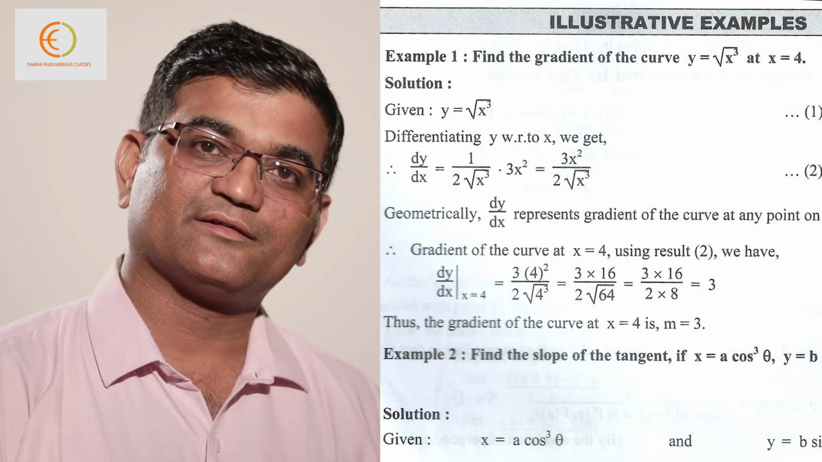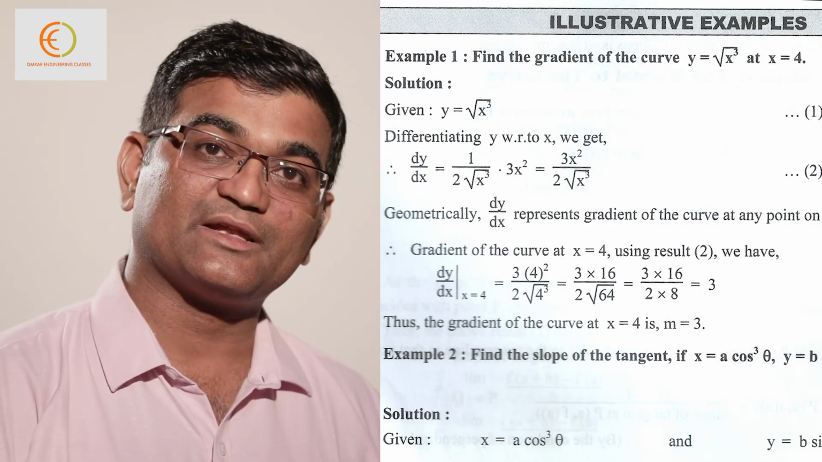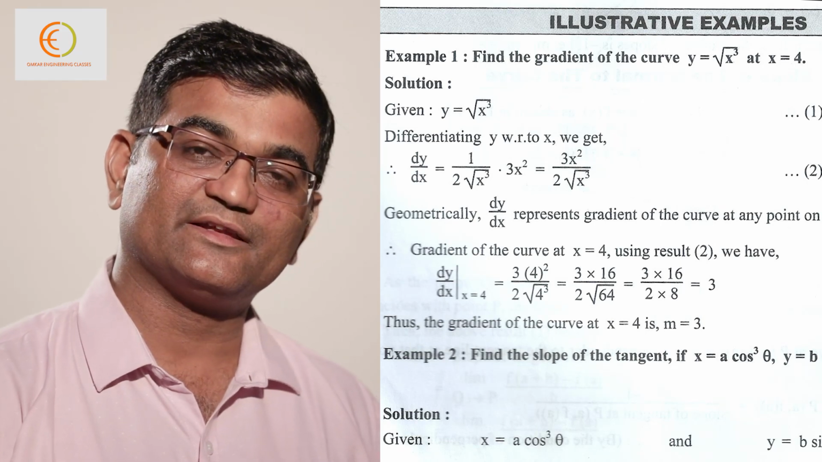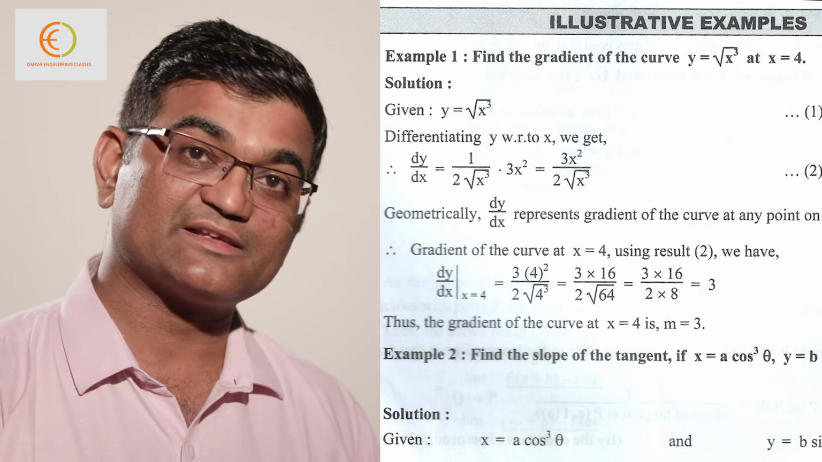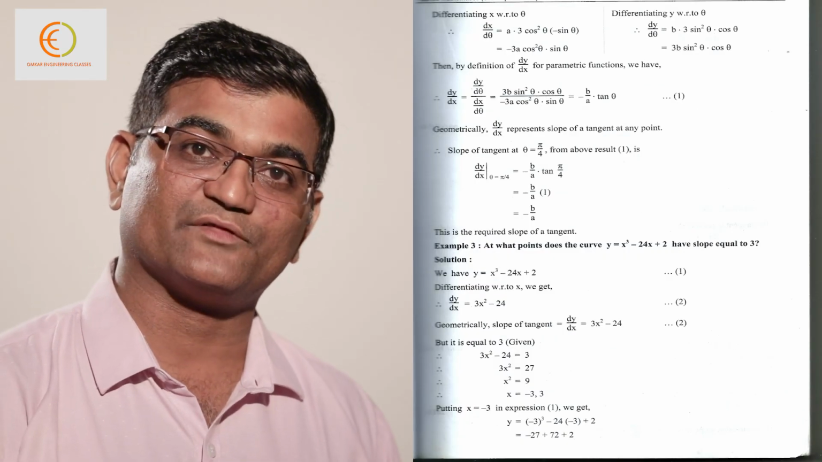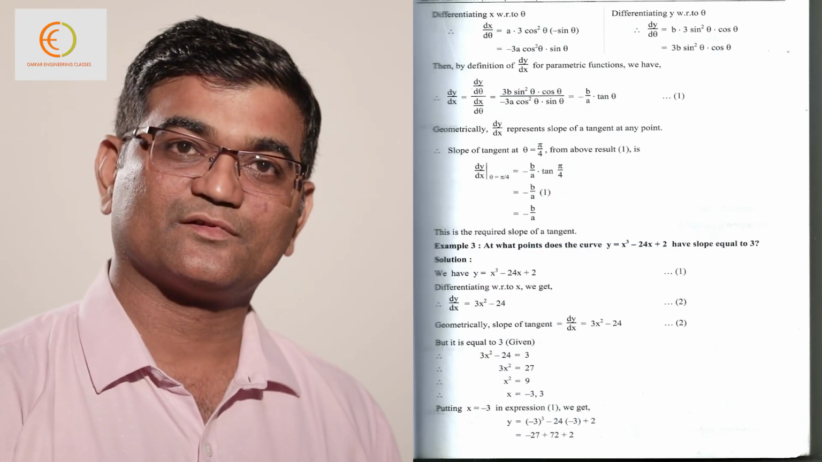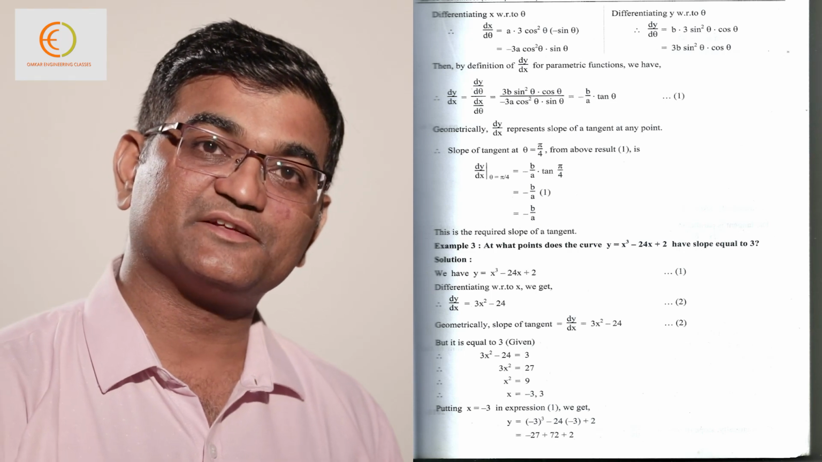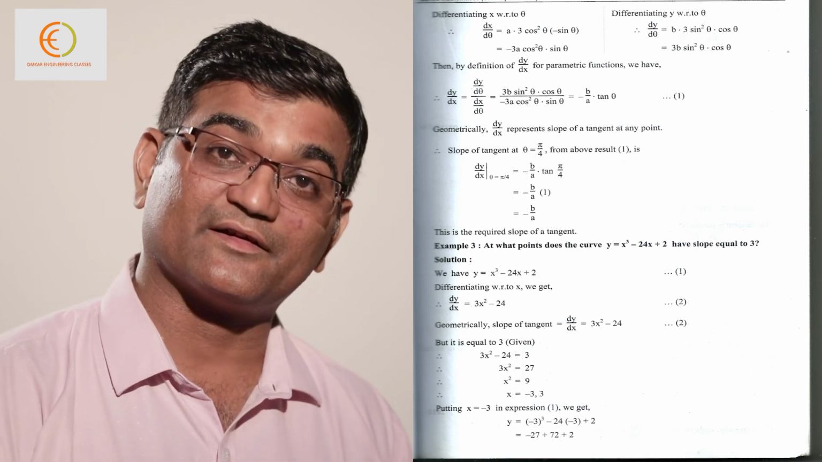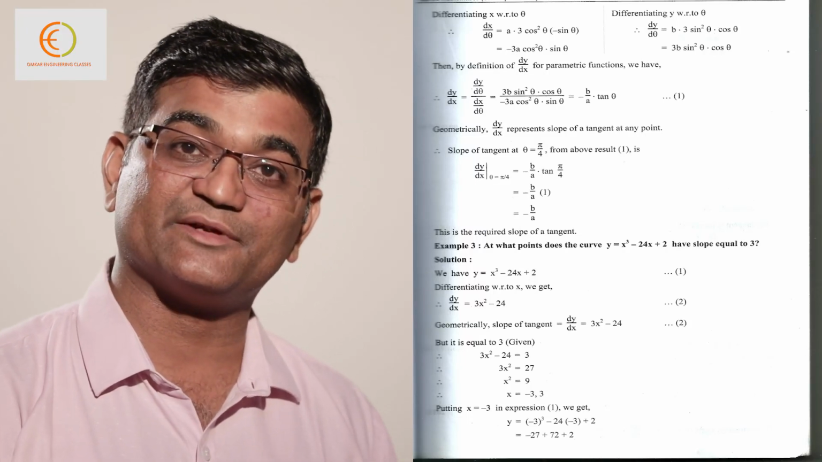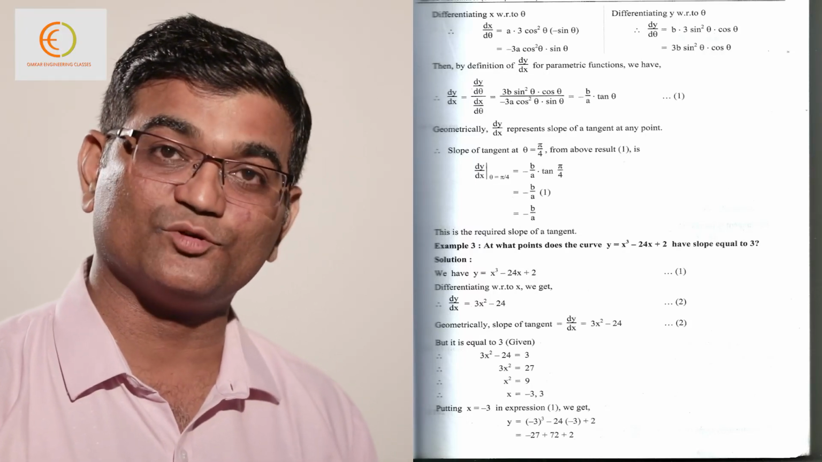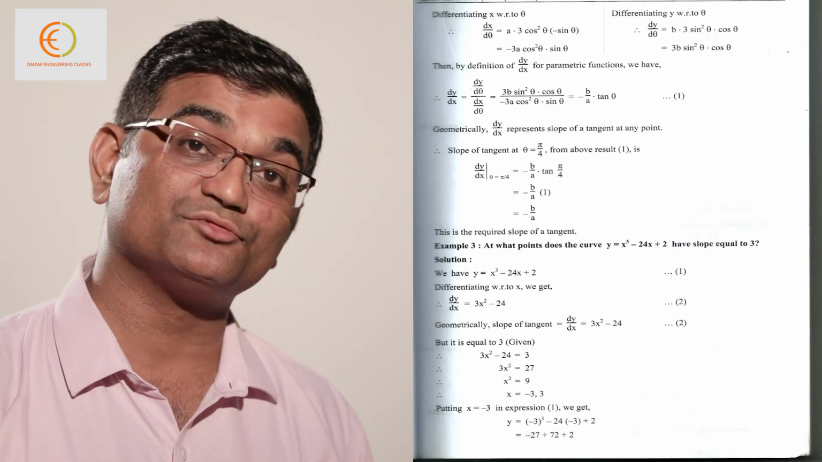In application of derivatives, the first topic will be slope, tangent, normal and gradient. In that case, you need to take the derivative of the given equation and substitute the value of x or theta. Once you see tangent, normal, gradient or slope, you need to find dy by dx, and dy by dx will be m, the slope, which will get you 4 marks.